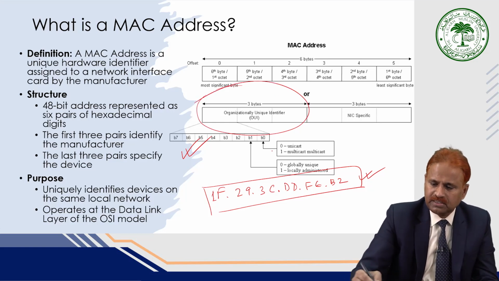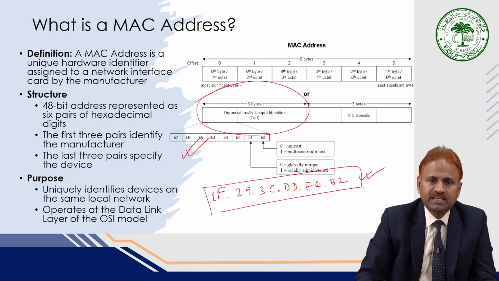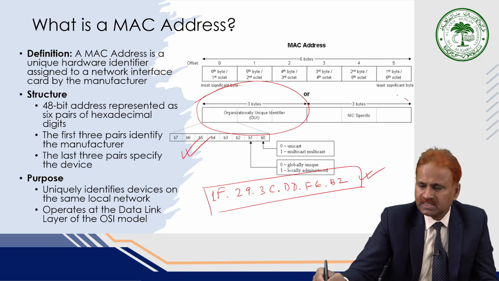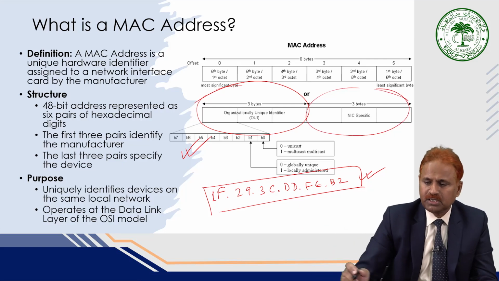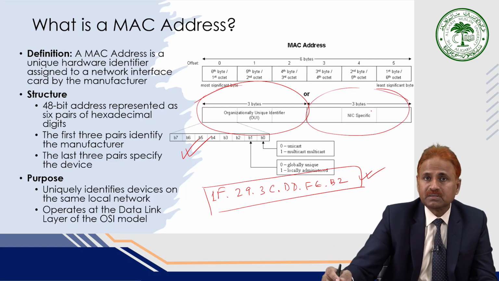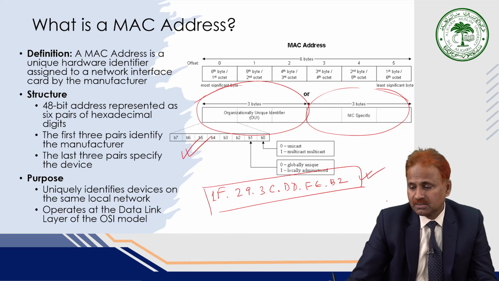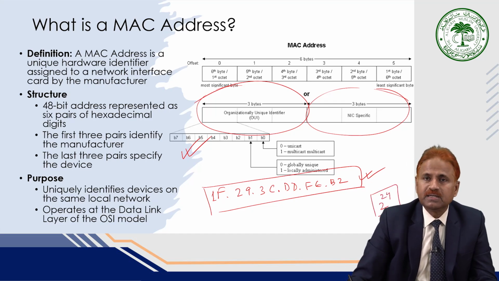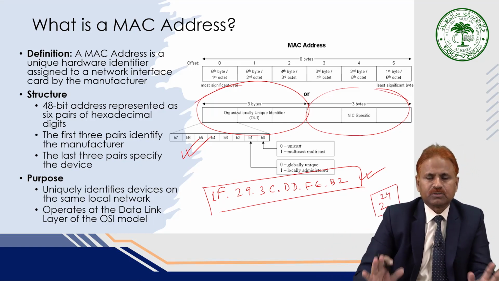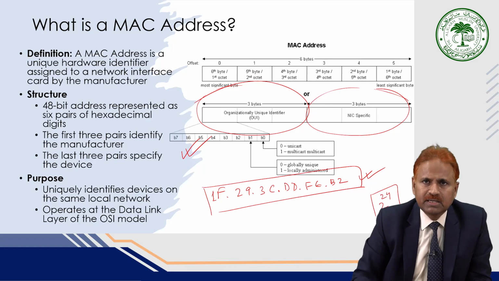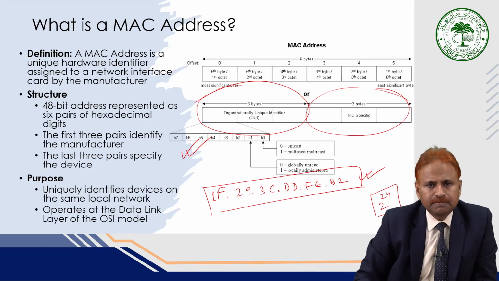So, the first 3 bytes basically are used for what? Identification of the company or manufacturer, and the last 3 pairs specify the devices, and they produce a unique number, a combination of unique numbers. So, here 3 bytes are there. 3 bytes means you can understand it is 24 bits. So, 2 to the power 24 unique addresses may be there, in combination. So, a large number of devices are there. So, a large space is there, I mean to say, to identify the devices.